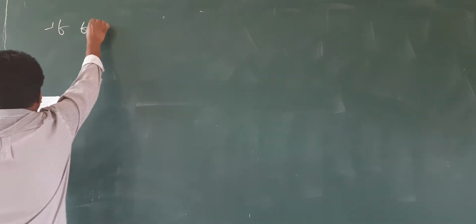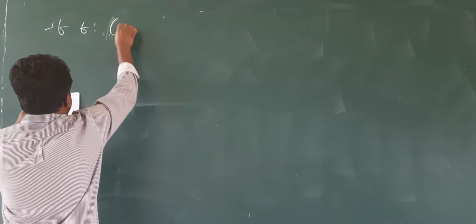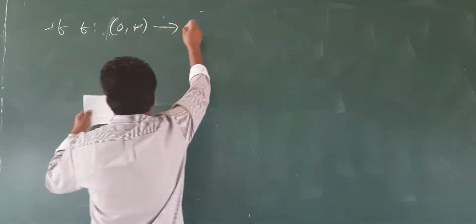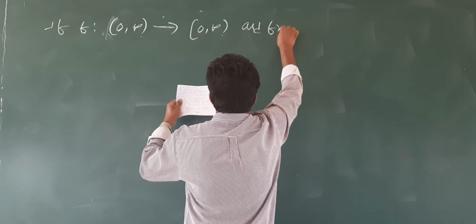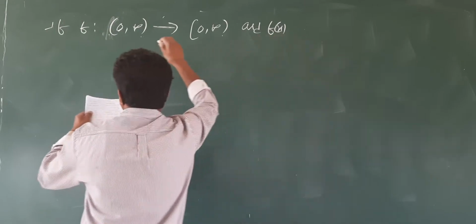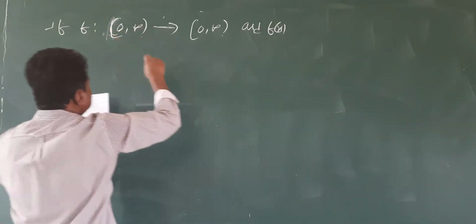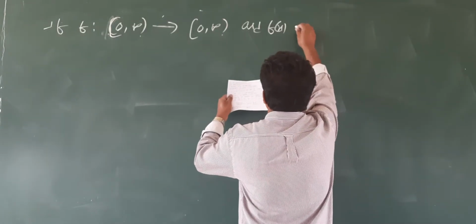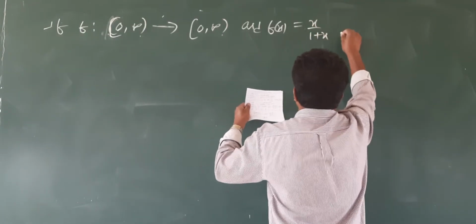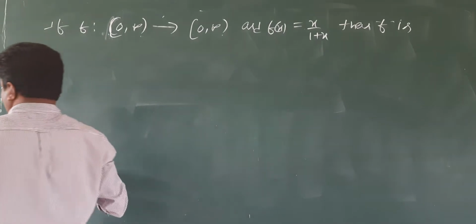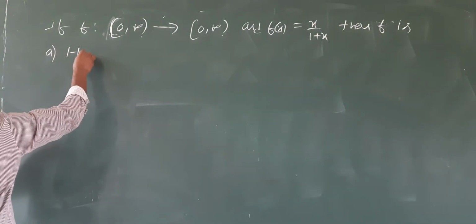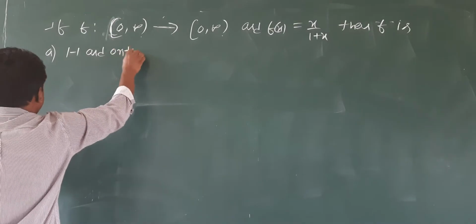So next question is: if f from 0 to infinity to 0 to infinity, and f(x) is x by 1 plus x, then f is option A, one-one and onto.